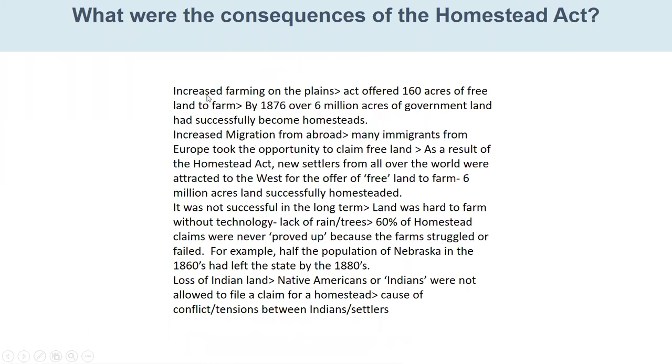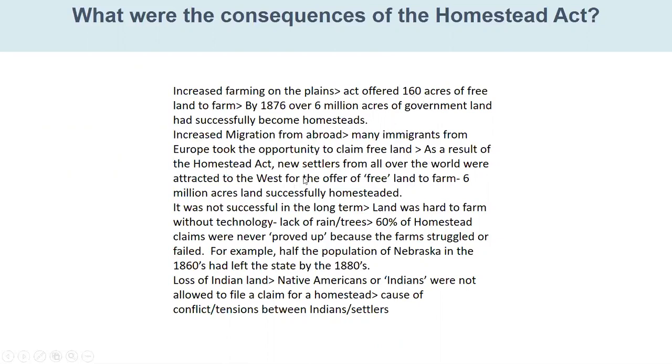So you could talk about how it increased farming on the plains, offered 160 acres of free land, and you could talk about how 6 million acres had become homesteads by 1876. Increasing migration from abroad, many immigrants from Europe took the opportunity to claim free land. But under the railroad, that was probably a much bigger number. So immigrants tended to come towards the railroad land as there was more opportunity.